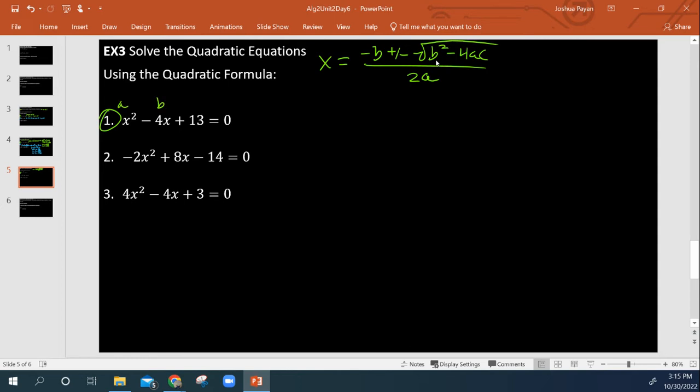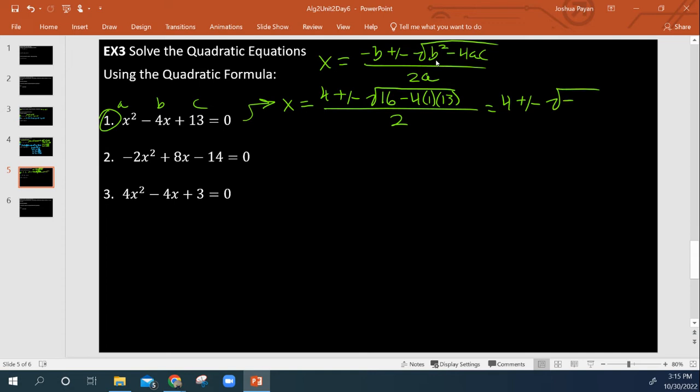So a, b, c. So a is 1, b is -4, c is 13. So that means x is equal to negative b, because it was already negative, right? So -4 is +4, plus or minus the square root of 16 minus 4 times a times c. All of that divided by 2 times a, which is just 2 times 1 in this case, so just times 2. So 4 times 1 is 4. 4 times 13 is 52, so -52. So now we've got 4 plus or minus the square root of -52.